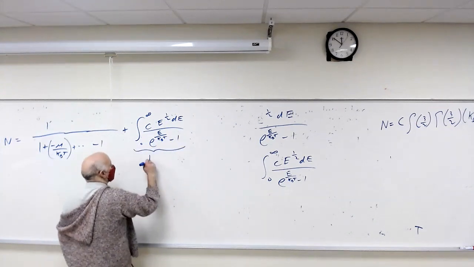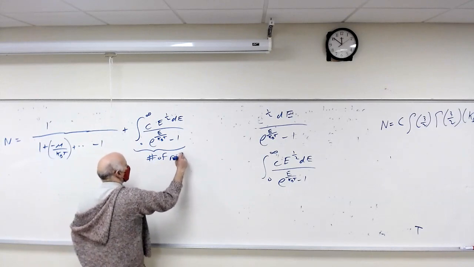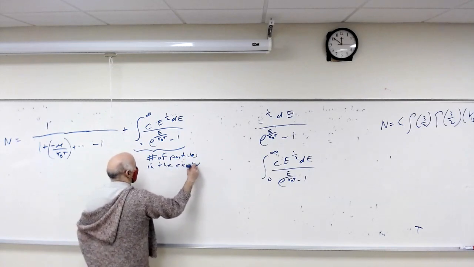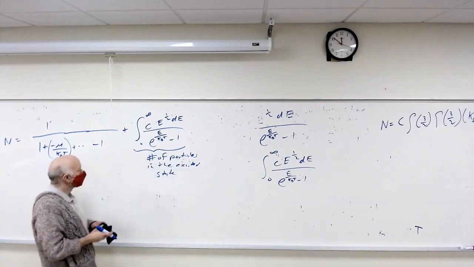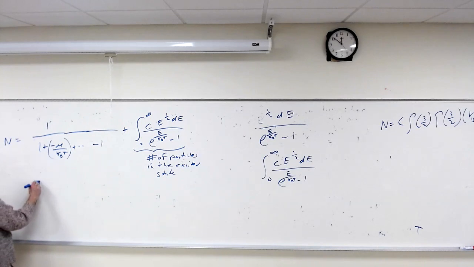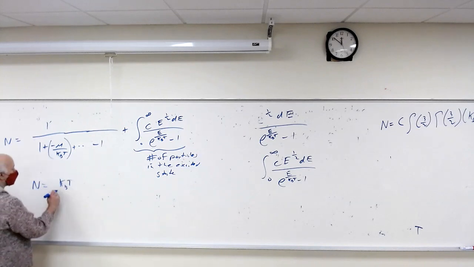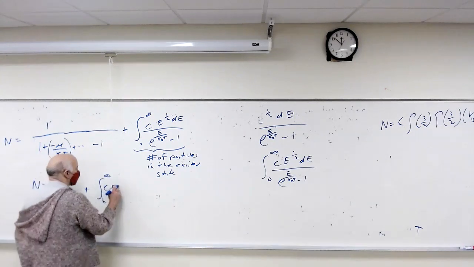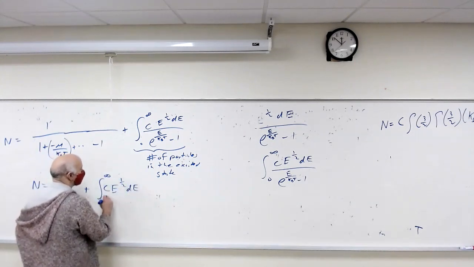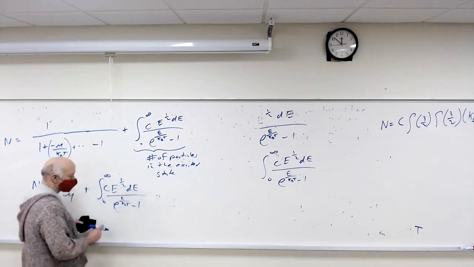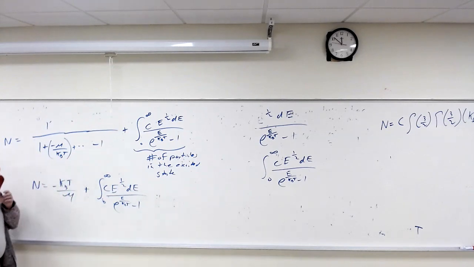So this right here is really the number of particles in the excited state. Well, what does this term here become? This one cancels that one here. I can flip this up. So this gives me N equals kBT over minus mu here, plus then this guy right here. That make sense?